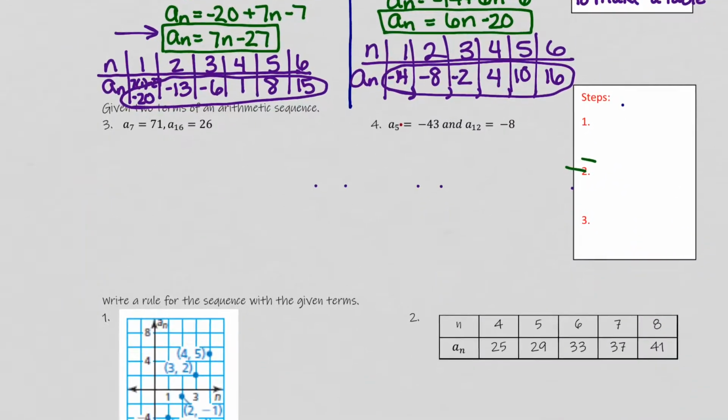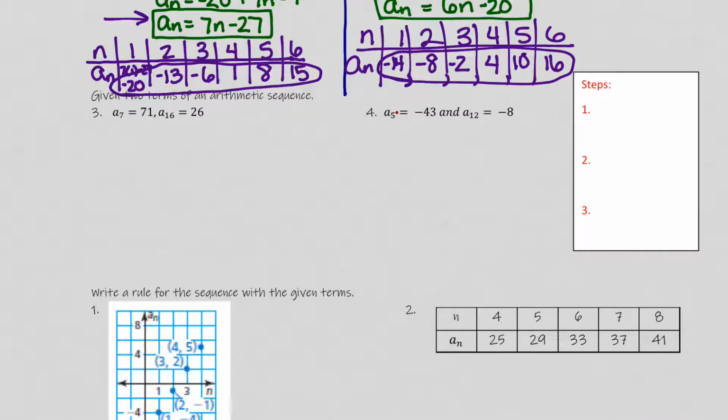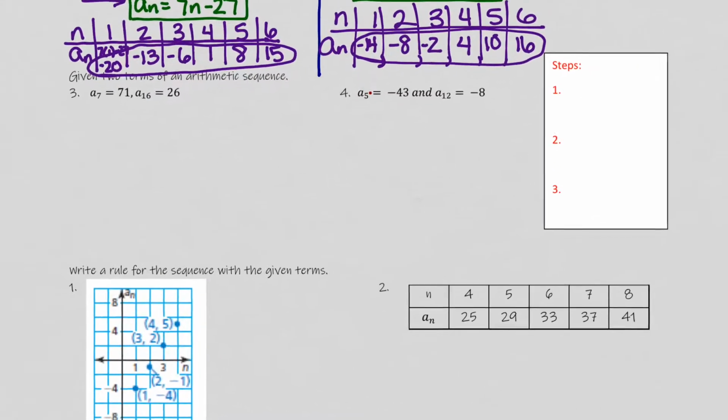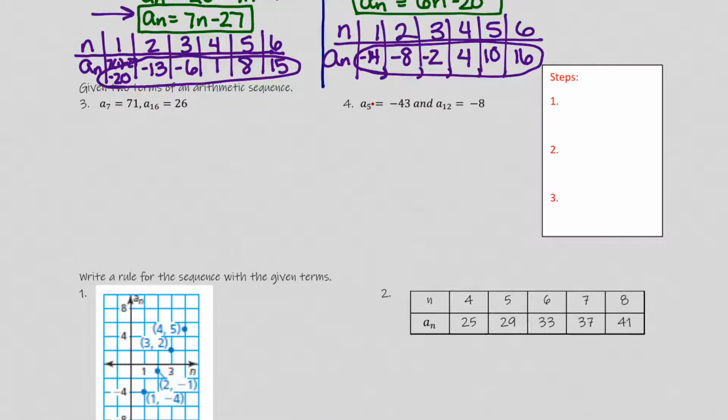All right, in number 3 and 4, I have all these little marks here. It is now giving us just 2 terms. Now I don't know d, I don't know the first term, and I need to find those things so that I can write my general rule. So for the first step, we are going to write a system of equations using the 2 terms that were given, and we're going to find d, our difference.